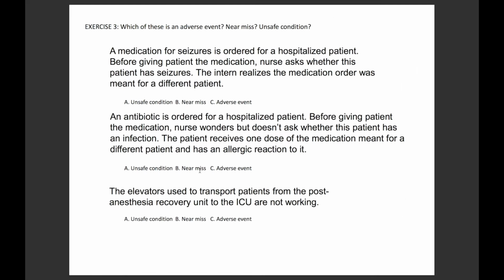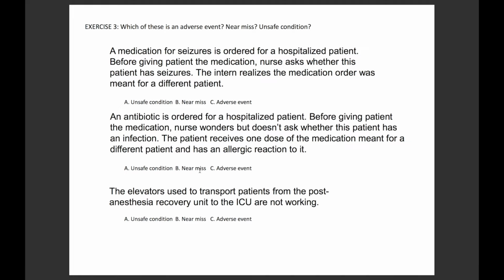Okay, we're going to another exercise here, and this is going through 3 cases. Which of these is an adverse event, a near miss, or an unsafe condition? A medication for seizures is ordered for a hospitalized patient. Before giving it to the patient, the nurse asked whether this patient has seizures. The intern realized the medication order was meant for a different patient. So, is this an unsafe condition, a near miss, or an adverse event?